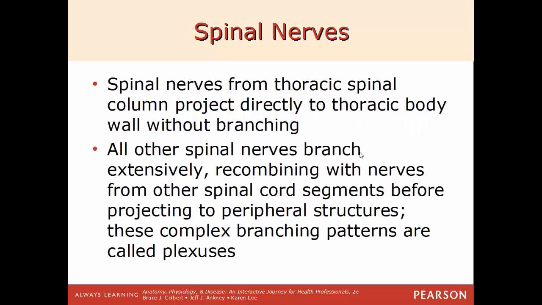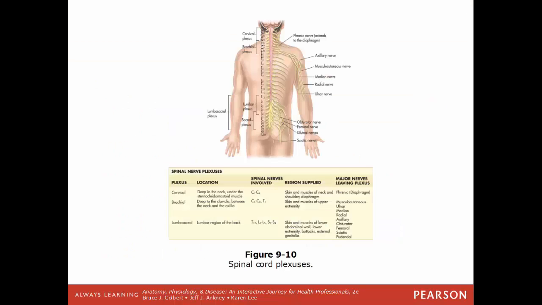Now, spinal nerves of the thoracic spinal column project directly into the thoracic body wall without branching. Other spinal nerves will branch extensively, recombining with nerves from other spinal cord segments before projecting into a peripheral structure. And these complex branching patterns are called plexuses, or a plexus in the singular form. For example, you have the cervical plexus, brachial plexus, and lumbosacral plexus.